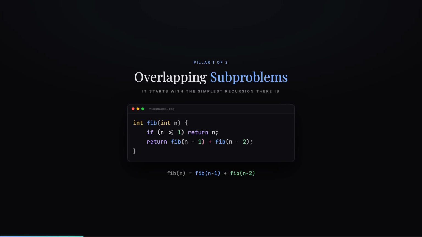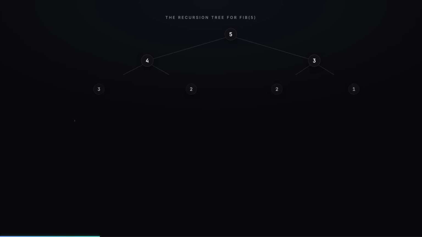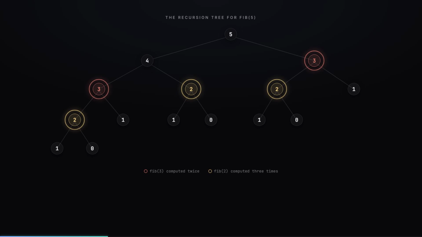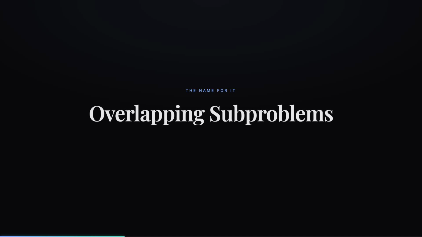Take the classic Fibonacci recursion. Fib of n is just fib of n minus 1 plus fib of n minus 2. Now watch what happens when we draw the recursion tree for fib of 5. Look closely. The same calls, fib of 3, fib of 2, appear again and again. The same small problem is being solved repeatedly from scratch. This is what we call overlapping subproblems, and it is exactly what makes remembering pay off.